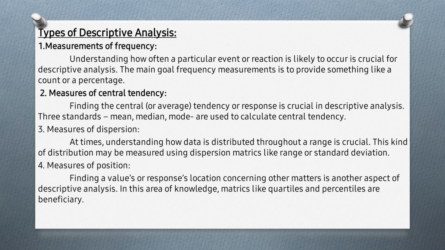Finding a value's or response's location concerning others is another aspect of descriptive analysis. In this area, metrics like quartiles and percentiles are beneficial. For example, in schools and universities, measures of position such as percentiles are often used to compare the students' performance. This is an example of measures of position.